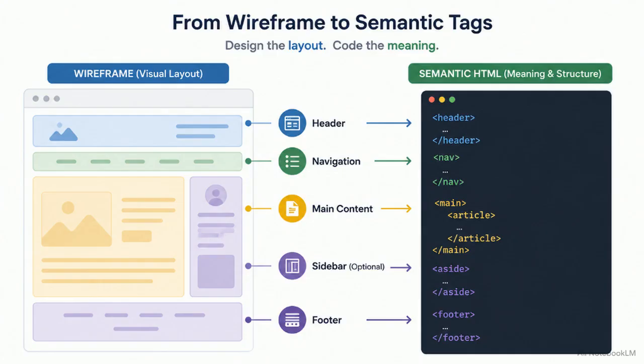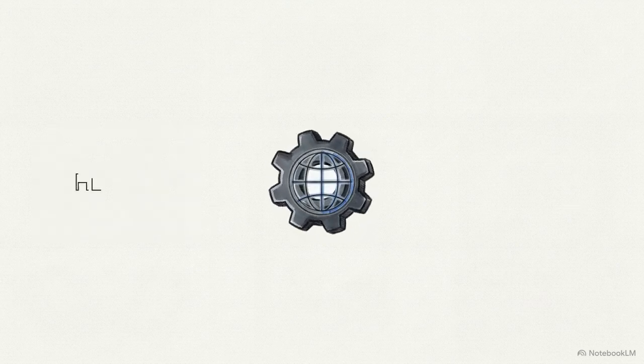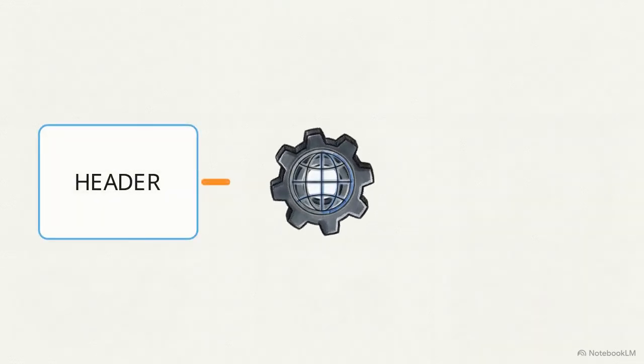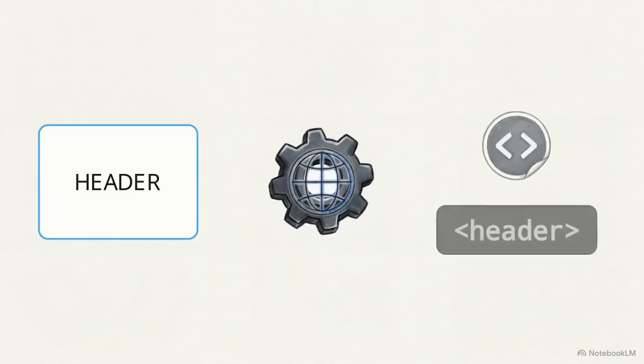Let's translate a wireframe into code, starting from the top. The area containing your site logo maps directly to the header tag. Right below that, your primary menu links wrap in a nav tag, telling the browser exactly where to find navigation. Semantic tags function as a universal translator. They take the visual layout you planned in your wireframe and turn it into machine-readable meaning.